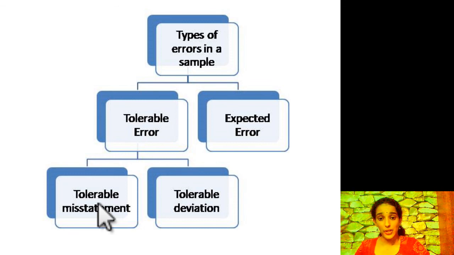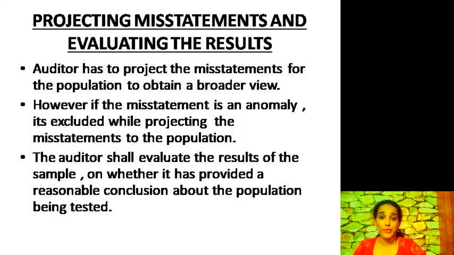The audit procedures will be applied on this particular sample selected from the population, such that the sample is representative of the population and the population is appropriate for the particular audit objective. Taking all these into consideration, the auditor applies the procedures to obtain sufficient and appropriate audit evidence. Once the audit procedures are applied, the auditor has to evaluate. He has to project the misstatements and evaluate.